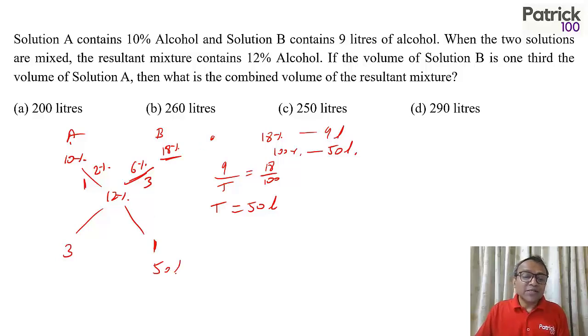If this is 50 liters, then A is 150 liters. Remember, 3 times. So the total becomes 200 liters, option A. That's the answer. Reverse alligation, a useful concept. It has come in the examination a few times. You can do it by the normal method as well, but reverse alligation helps you to be a little fast and save time.